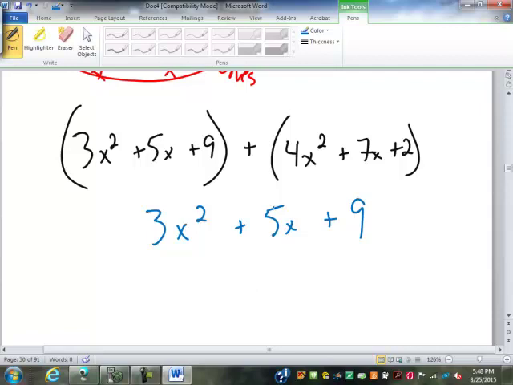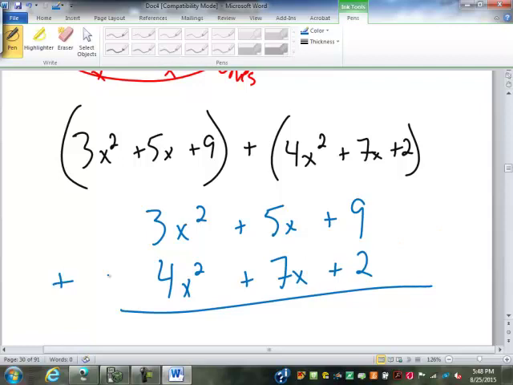Just like with whole numbers, I would line up the digits that have the same place value. So the x squareds are going to line up with the x squareds, and the x's with the x's, and the ones with the ones. And I'm going to add. Now, it doesn't matter what direction I go, but just to be consistent with whole numbers, I'll start on the right and work my way back to the left. 9 plus 2 is 11. So that's a positive 11.